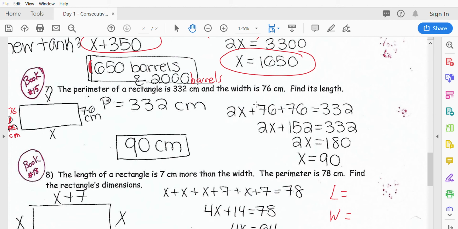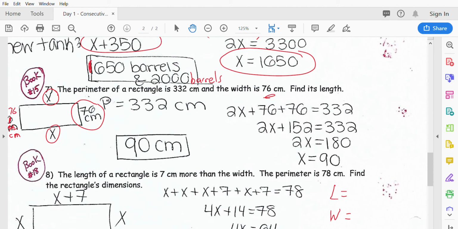Find the length. Okay, so we know that the width is 76 centimeters. So I'll put that on the picture right here, 76, and you can see it on the left side as well. It says nothing about the length. When you don't know what something is, you can assign a variable to it. In this case, we'll just assign x to the length. We don't know what it is.